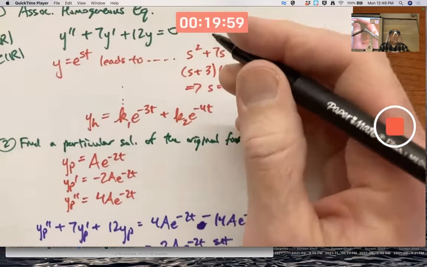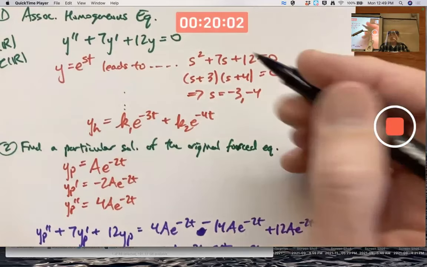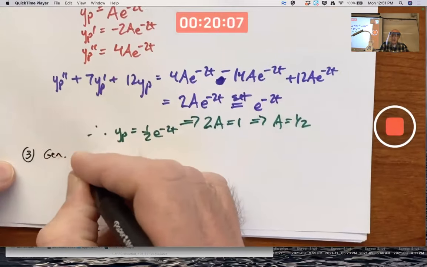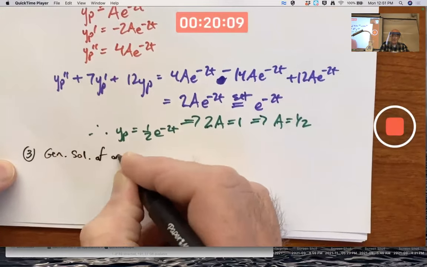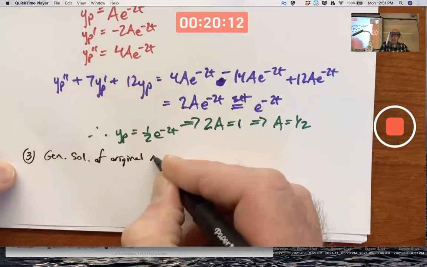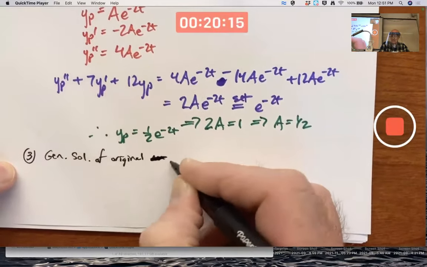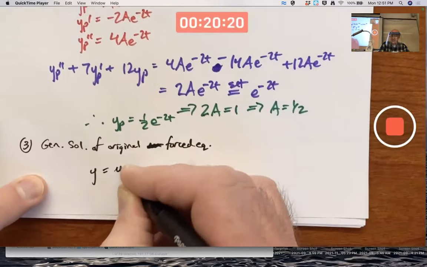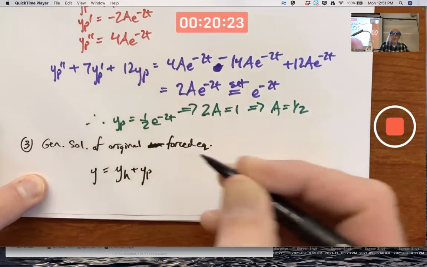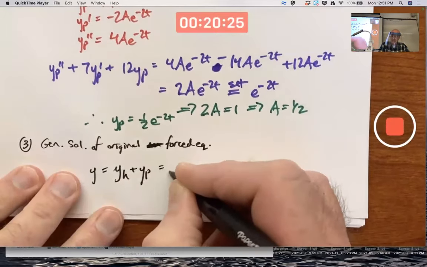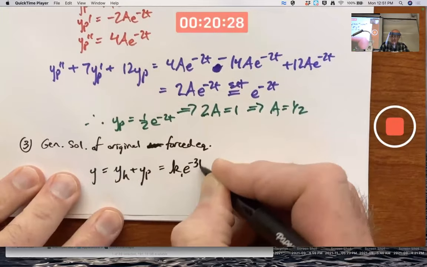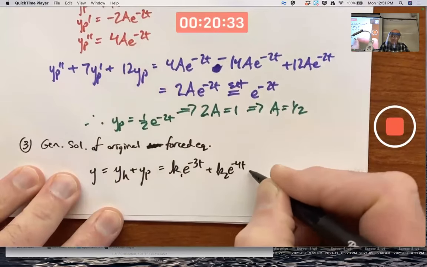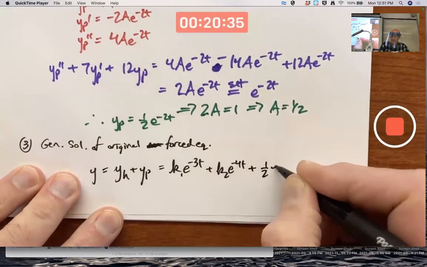The associated homogeneous equation is the unforced equation, no external forcing. The original non-homogeneous equation is forced. The general solution of the original non-homogeneous, forced equation, just like in chapter 1, is yh plus yp. So in this case, that becomes k1 e to the negative 3t plus k2 e to the negative 4t plus what we just found for yp, 1/2 e to the negative 2t.